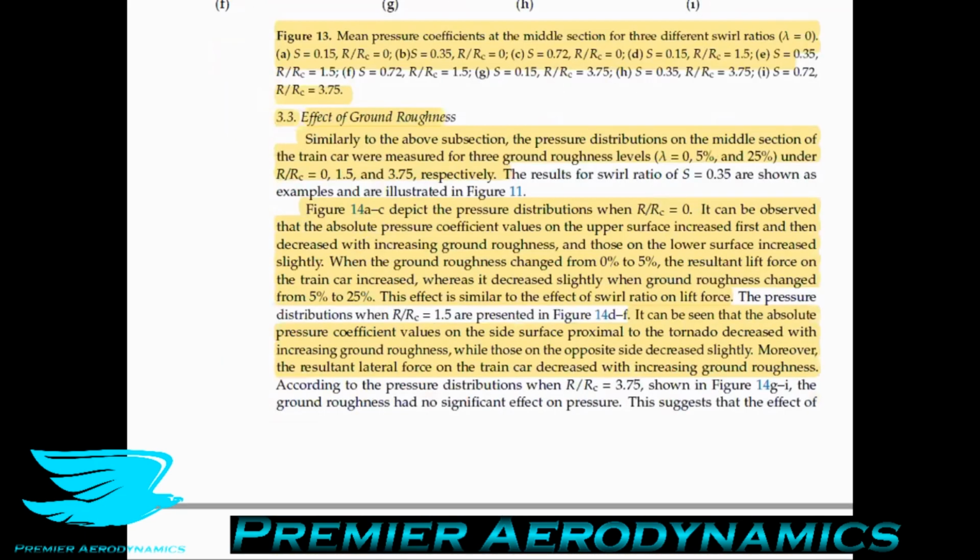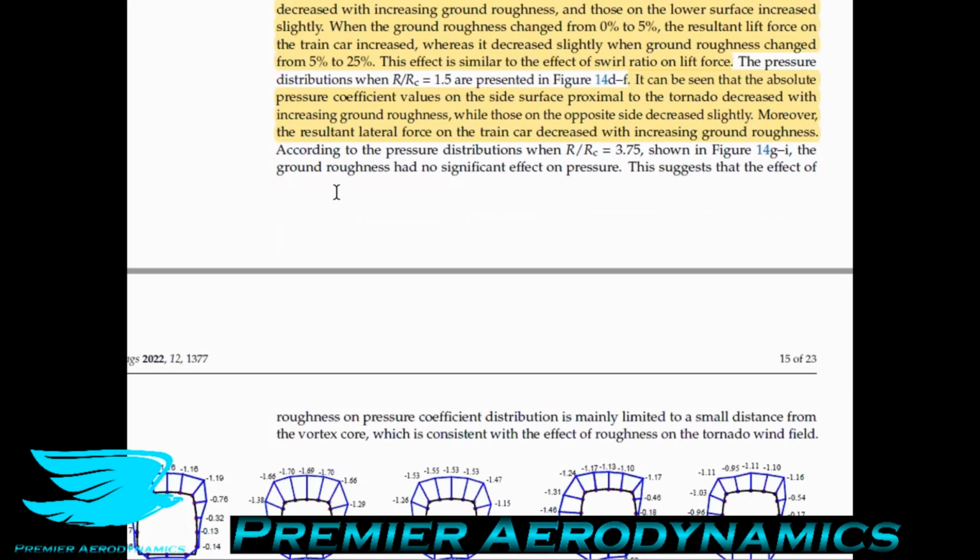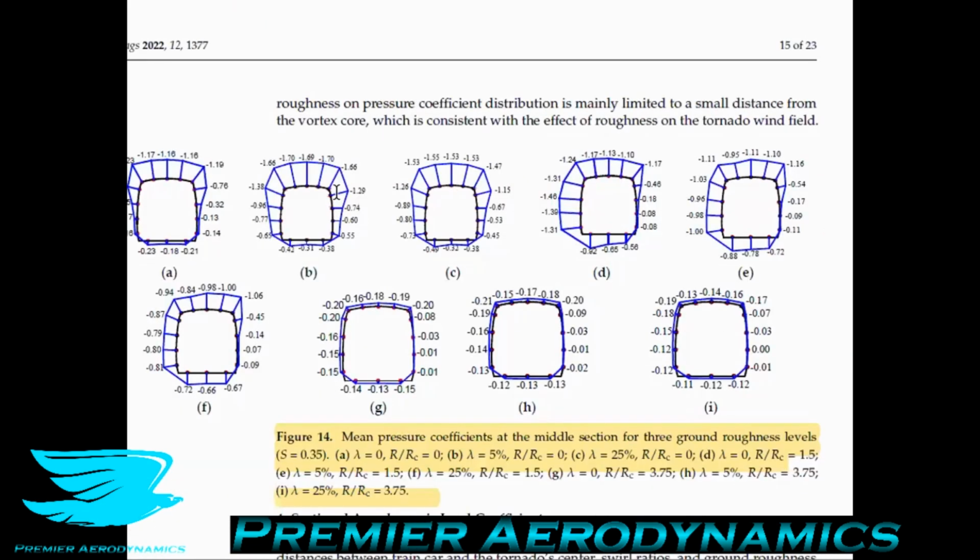Now, let's look at the effects of the ground roughness. We looked at that a little bit, but let's go even further now. Let's break it down. In figure 14, the mean pressure coefficients at the middle section of the train for different ground roughnesses are shown. So they have ground roughnesses of 0%, 5%, and 25%. They say that it can be observed that the absolute pressure coefficient values on the upper surface increased first and then decreased with increasing ground roughness, and those on the lower surface increased slightly.